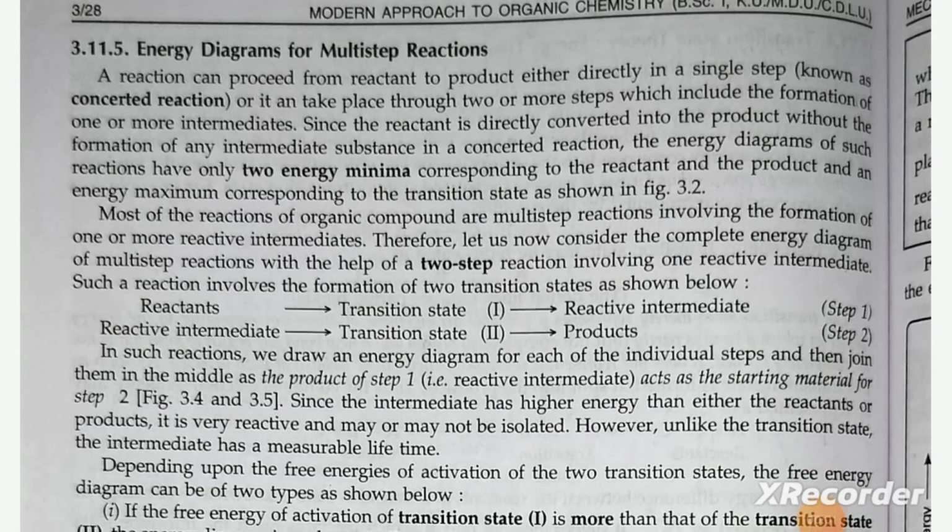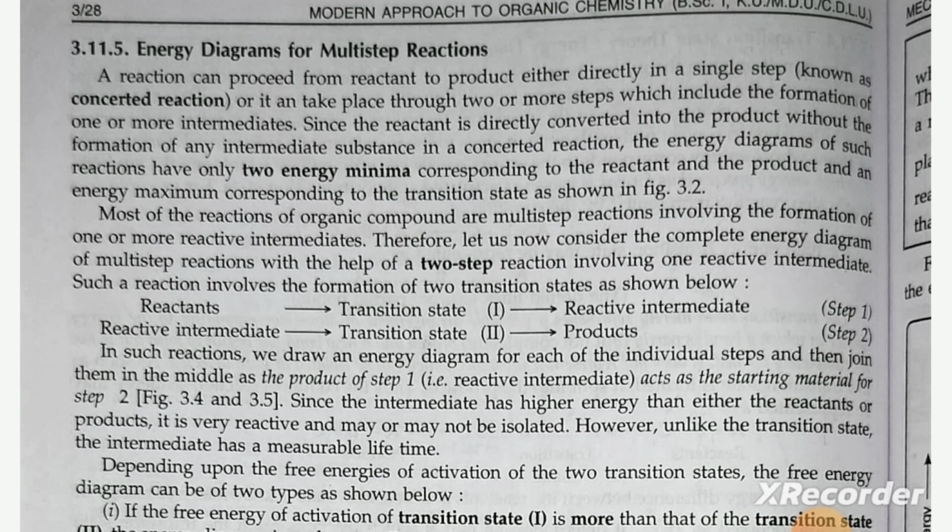Energy diagram for multi-step reactions. A reaction can proceed from reactant to product either directly in a single step, known as a concerted reaction, or take place through two or more steps which include the formation of one or more intermediates. Since the reactant is directly converted into product without the formation of any intermediate substance in a concerted reaction, the energy diagram of such a reaction has only two energy minima corresponding to the reactant and the product, and an energy maximum corresponding to the transition state, as shown in figure 3.2.